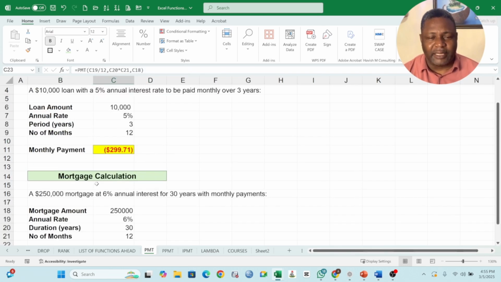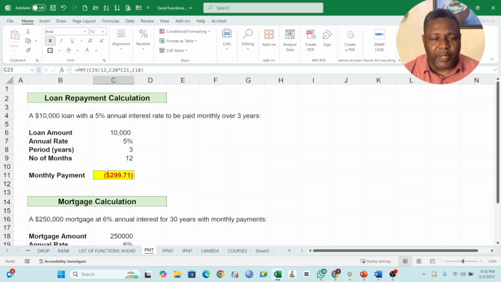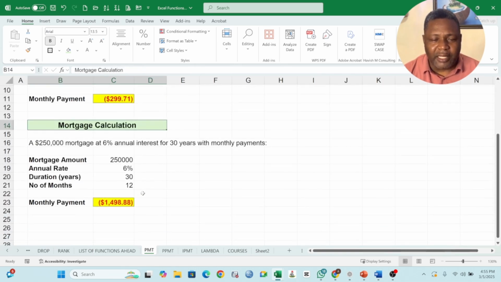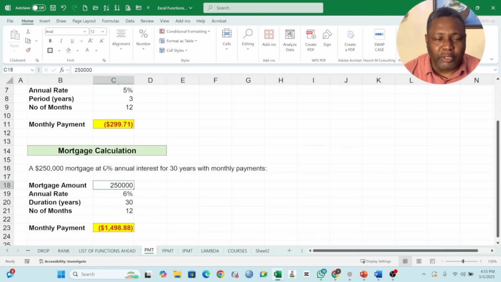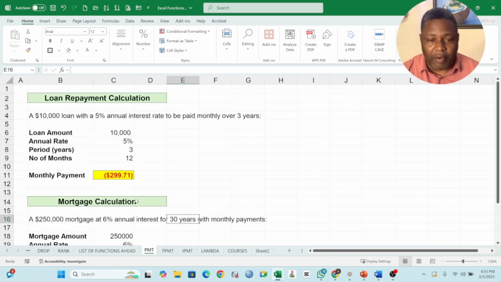So that is how to calculate the PMT for loan repayment, mortgage calculation, and many other things such as investment and whatever you have that requires calculation with rate and period. So this is where we're going to stop on PMT. We're going to come back in another session and look at the PPMT, the principal payment on a loan or mortgage.